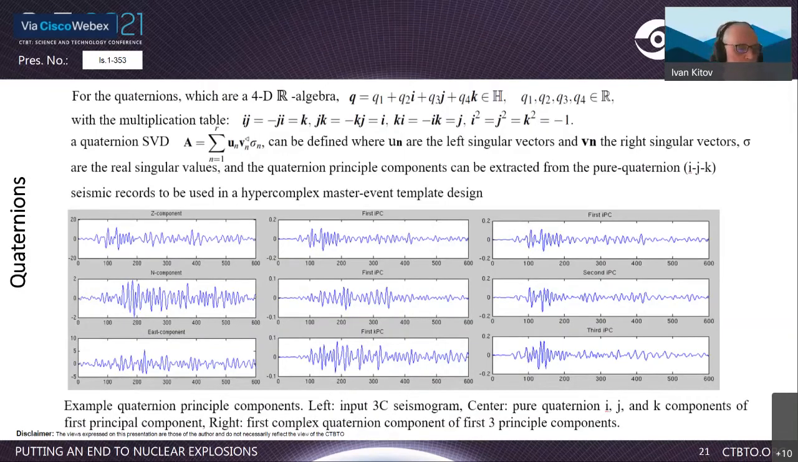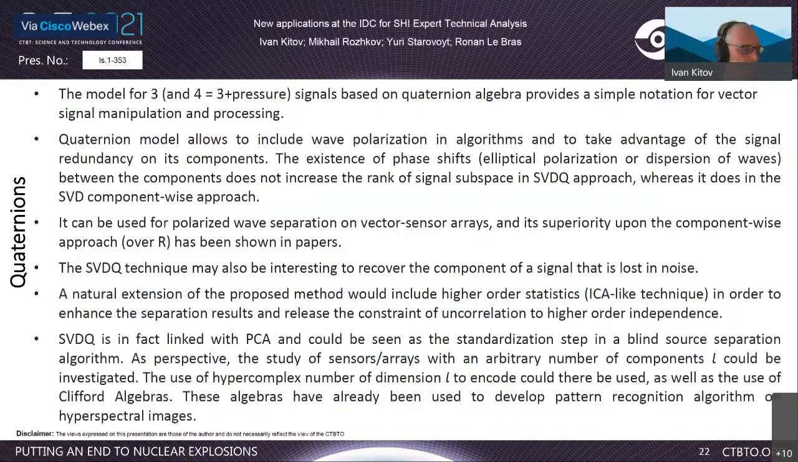Example of quaternion principal component. On the left, this is the three-component seismogram, as you can see. Center is a pure quaternion. This is the first principal components I, J, and K. And this is the first complex quaternion component of the first three principal components. So this can be used as a template for cross-correlation, for example.